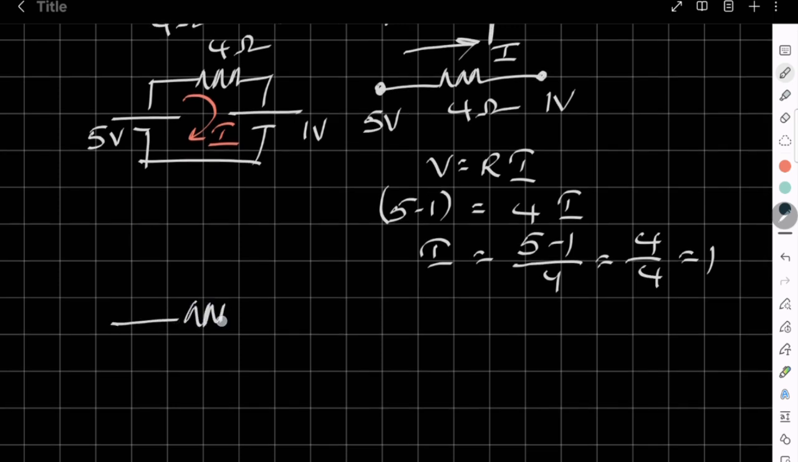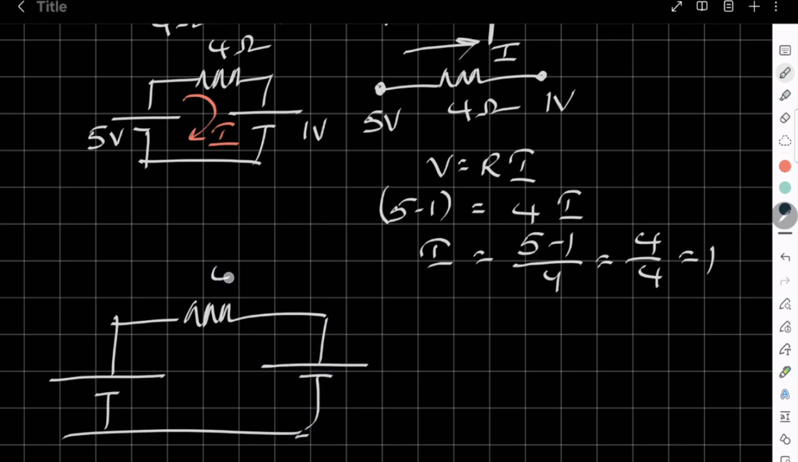Again I am redrawing the circuit. Here we have two voltage sources and one resistor. And we have understood that current I, that is 1 amp, is passing through the circuit, which involves 5 volts, 1 volt and 4 ohms. Current always passes from higher potential to lower potential for passive elements like 4 ohms. So the assumption we have taken is true, because the current we got is positive, and that means current is passing in the clockwise direction.